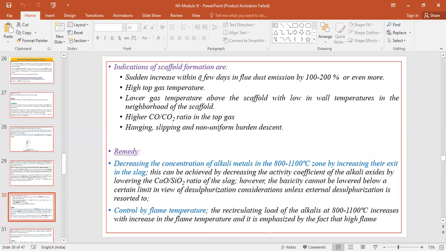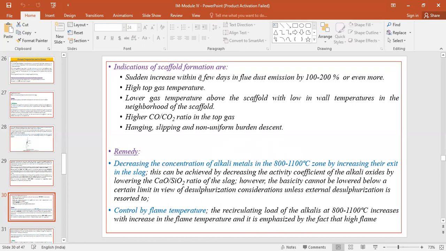The temperature, which is the heat associated with those gases, will not be utilized by the solid, because of which a high top gas temperature may appear. And then a lower gas temperature above the scaffolds, with low wall temperature in the neighborhood of the scaffolds.